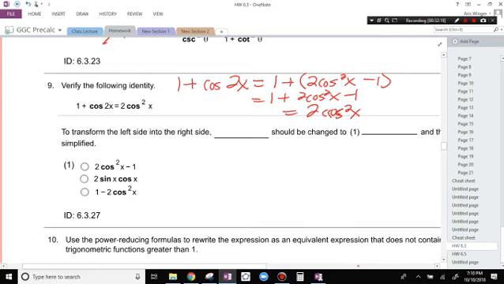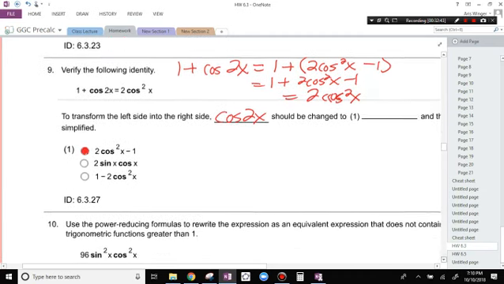So let's see how this is going to work. To transform the left side into the right side, blank should be changed to blank and then simplified. So it sounds like I changed the cosine 2x to 2 cosine squared minus 1, right? And then simplify. That's all I was asking.